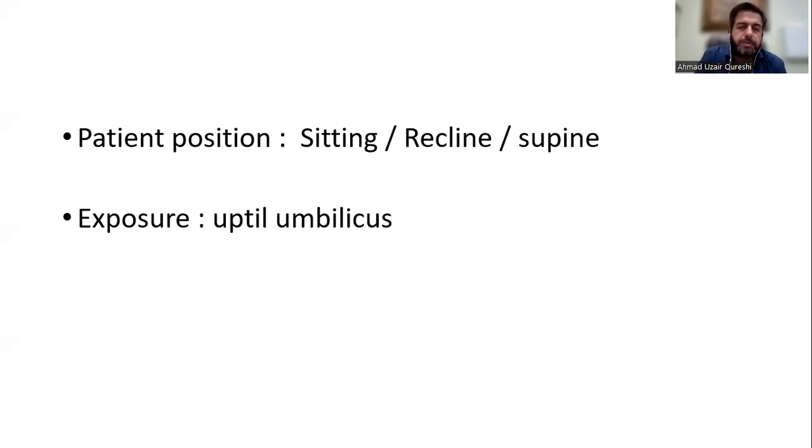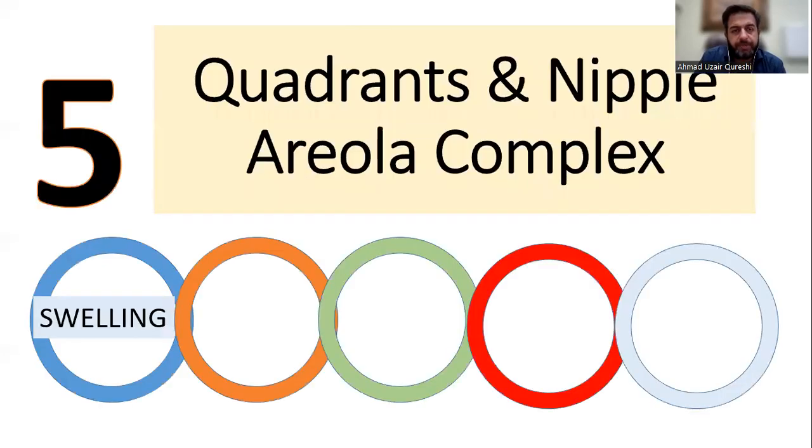For exposure, we need to ask the patient to undress up to the umbilicus. I always say that when you have two organs, both of them need to be exposed before starting the examination. First you need to inspect those 10 things in the normal breast, and you need to tell the patient why you are doing it.